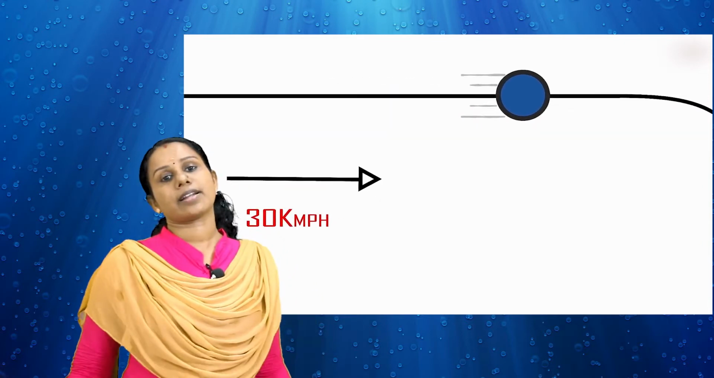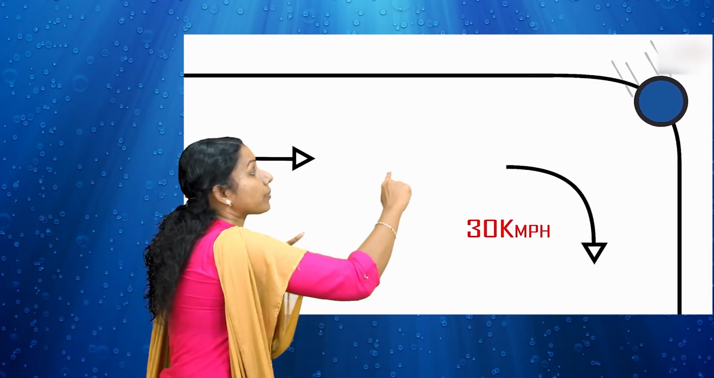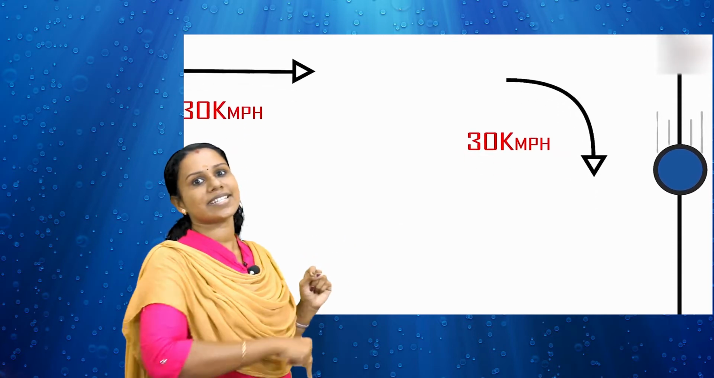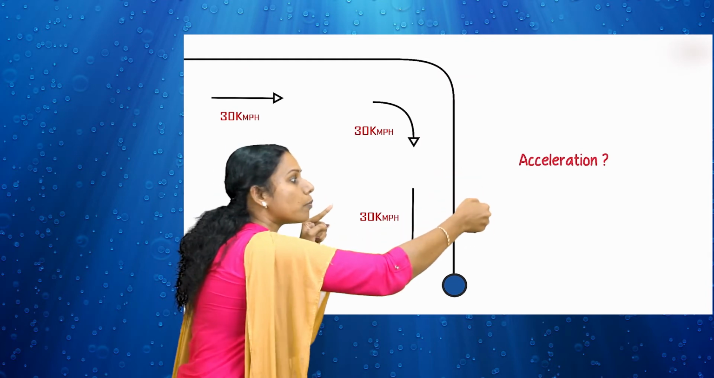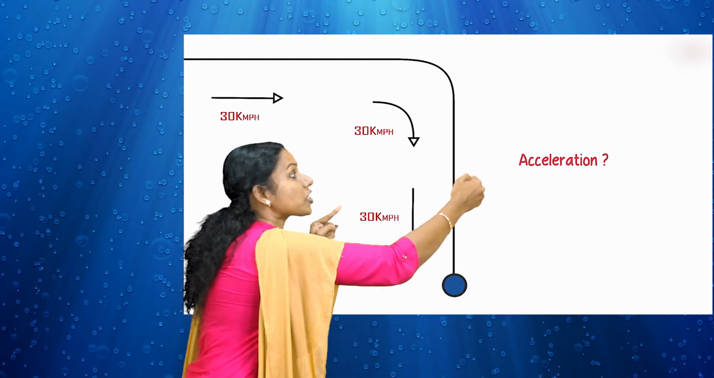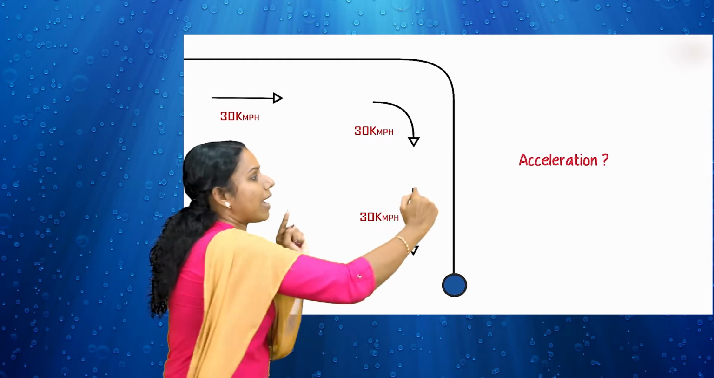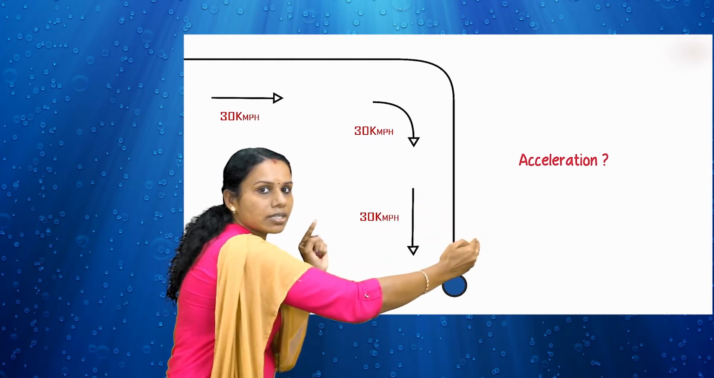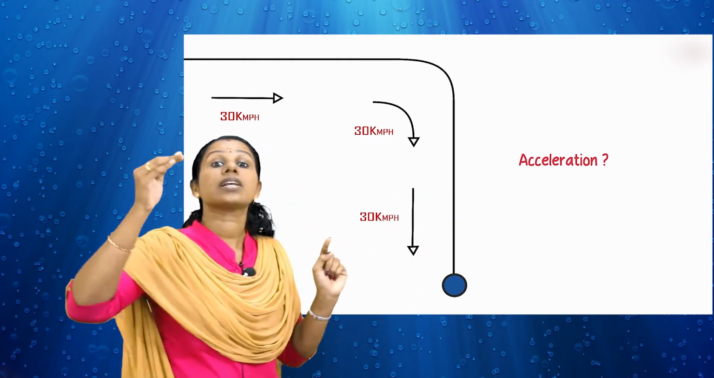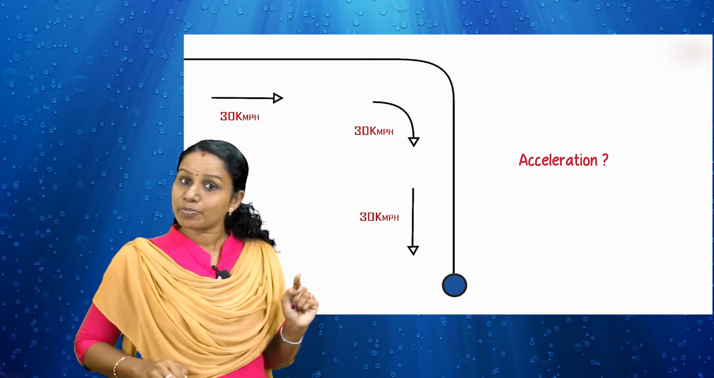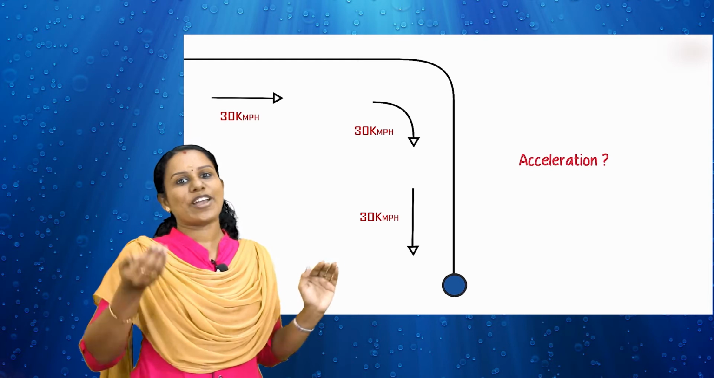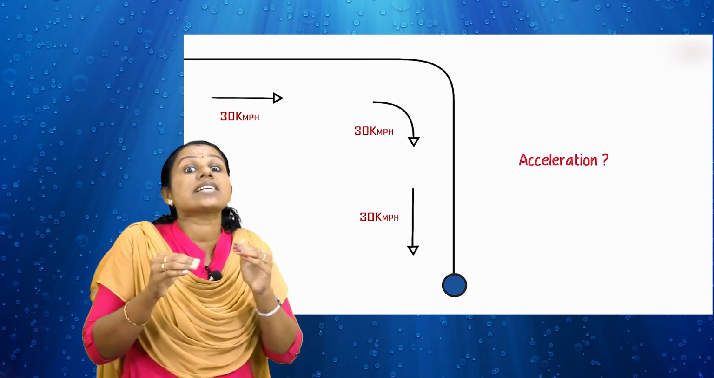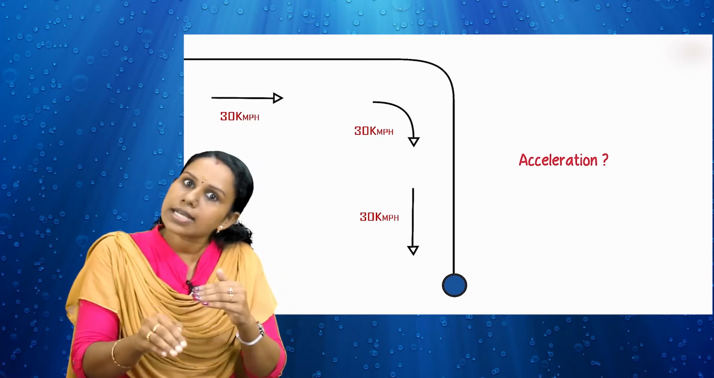Yes, there is acceleration because here see the direction is changing. The body was traveling east. Then it takes a turn and moves down. So the direction here changes, right? As direction changes, velocity also will change because velocity is a quantity having direction. So as velocity's direction changes, we can say there is acceleration.